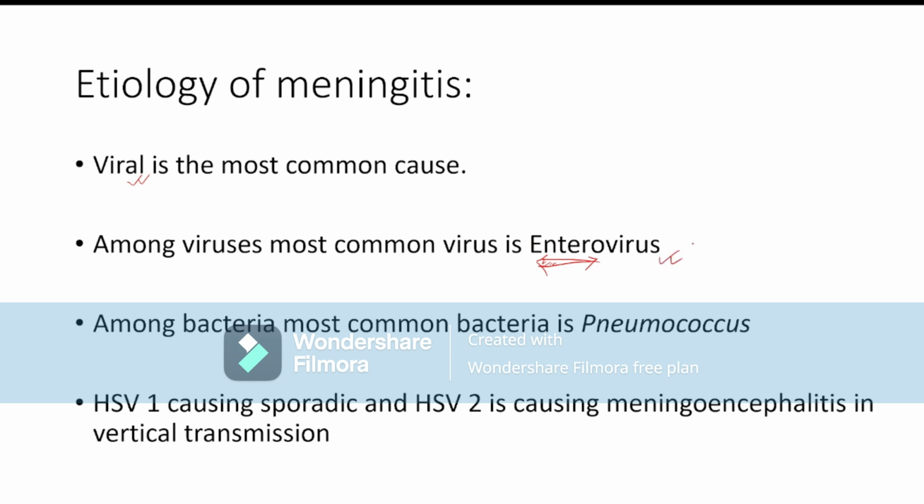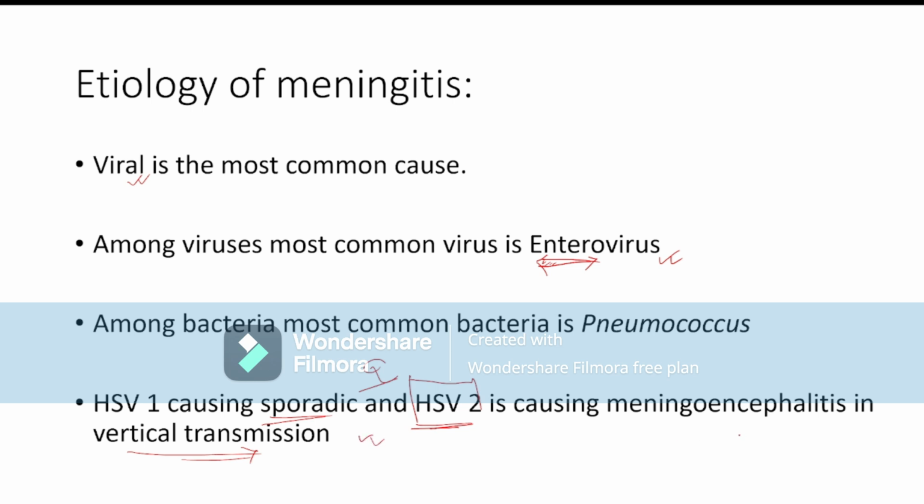Different types of viruses can cause meningitis, just like enterovirus, Coxsackie virus, echovirus, arbovirus, cytomegalovirus, and herpes simplex virus. Among the viruses, herpes simplex virus can cause sporadic meningitis. This is an MCQ. And herpes simplex virus 2 causes meningoencephalitis by vertical transmission from mother to child, because the mother's genitalia can be infected by herpes simplex virus type 2, which causes meningitis in the child by vertical transmission during delivery.